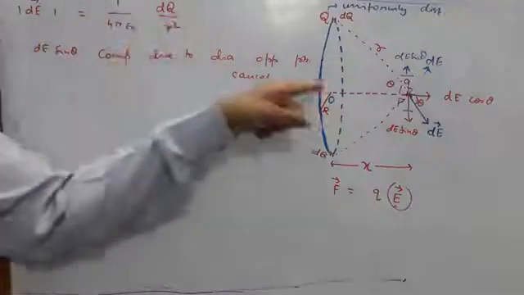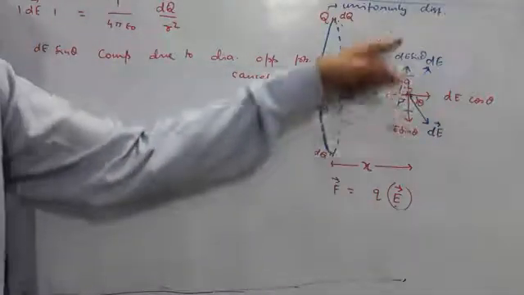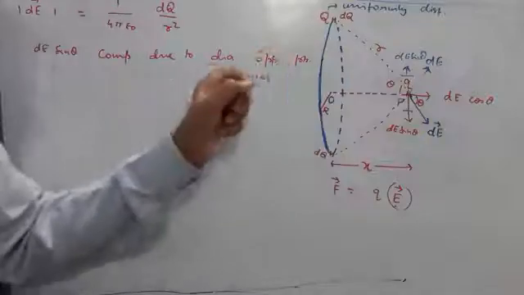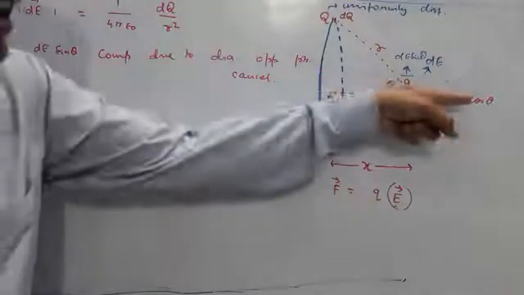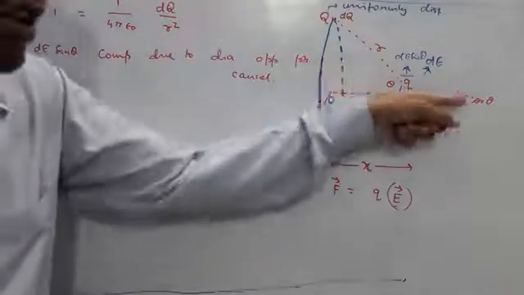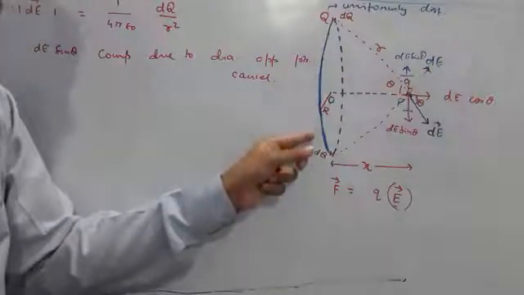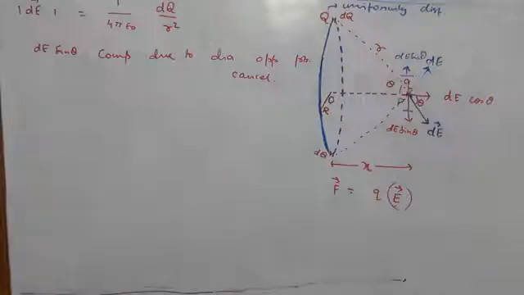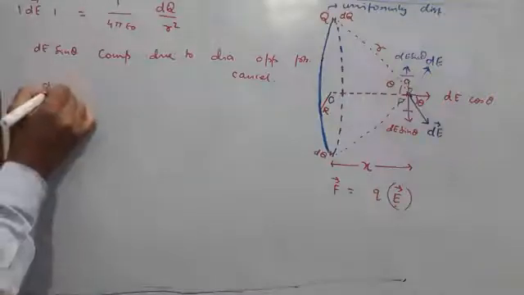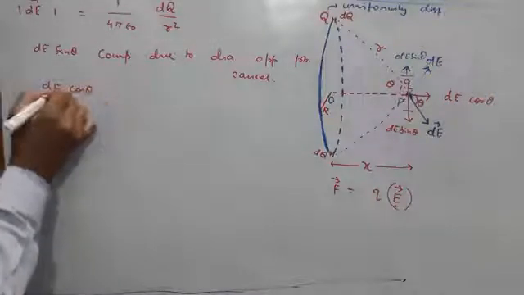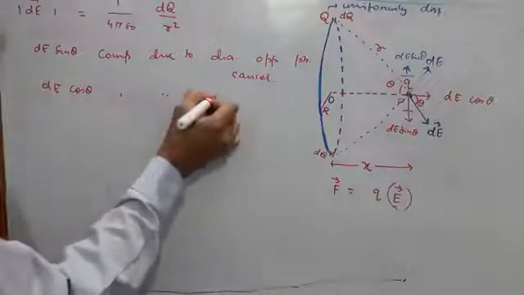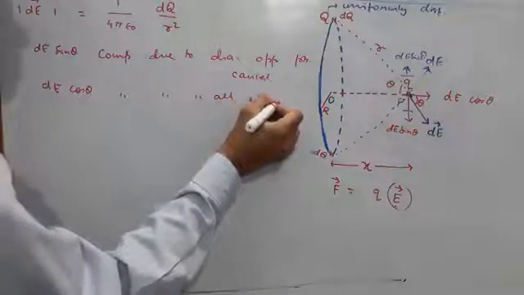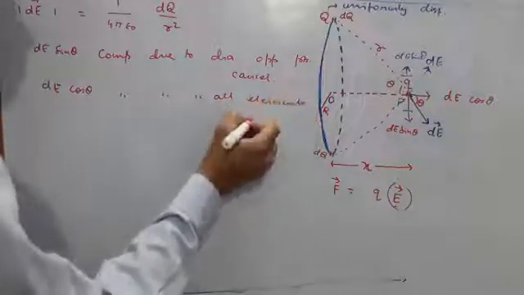So the components perpendicular to the axis, that is dE sin theta, will cancel, but the component along the axis, that is dE cos theta, for all those elements will be in the same direction, so they will add up. The dE cos theta component due to all elements will add up.